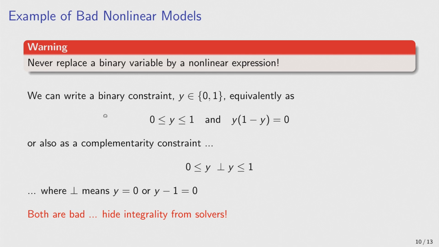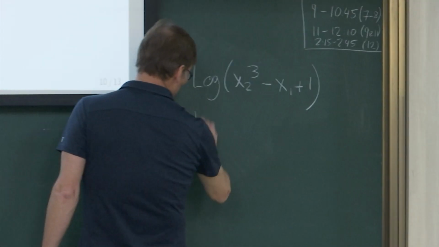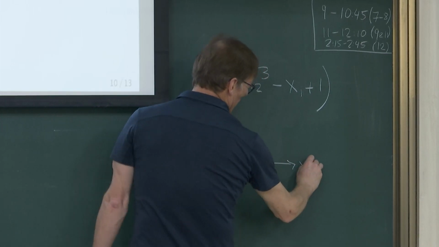Okay, here's a very important slide. Never replace a binary variable by a nonlinear expression. And people have written papers about this. So there's literature on this. And every 20 years or so, somebody comes up with this very same idea. So I can look at this binary variable y, which is 0, 1, and I can replace this equivalently by saying y is between 0 and 1, a continuous variable. And if I multiply y by 1 minus y, it has to be 0. So this looks like there's y.